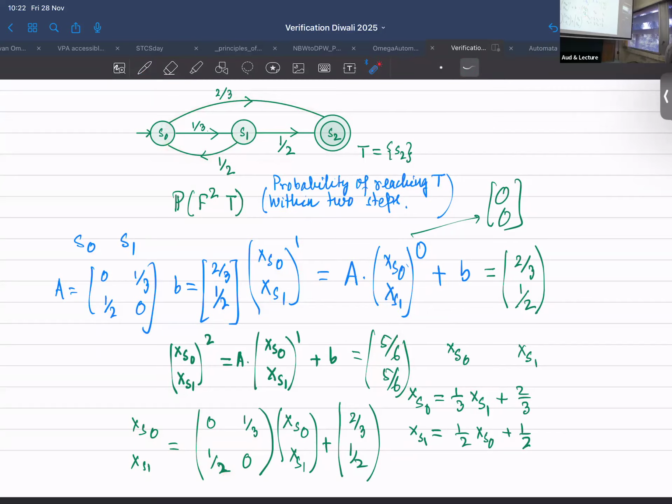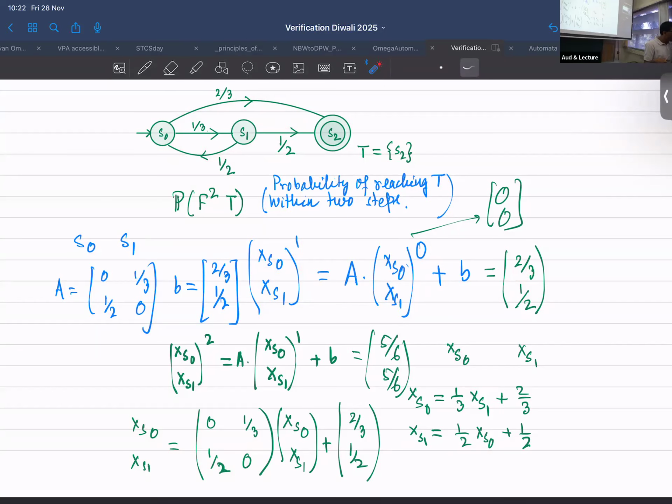This is exactly what you did: half times 2 by 3 plus half. Because you got a 2 by 3 in xs1, and now you multiplied with half. Half times 2 by 3 plus half, and it's 5 by 6. And similarly from s0 also 5 by 6.